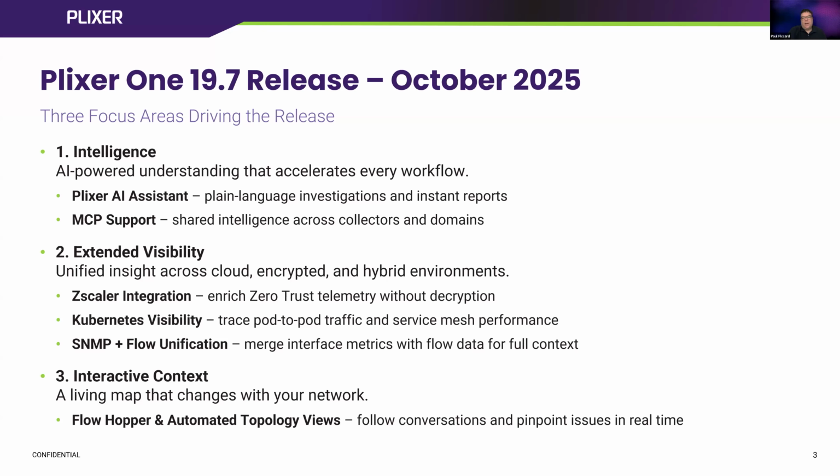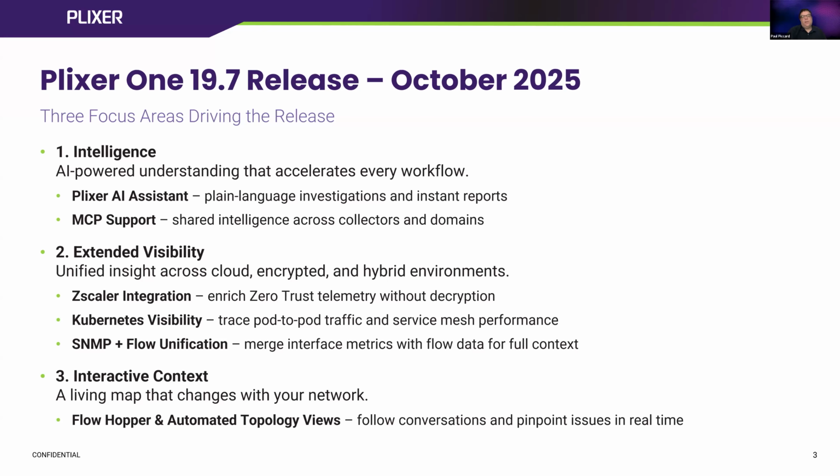Next up, we have extended visibility. That's where we're changing and expanding visibility. It doesn't stop at whether it's an edge, a tunnel, or containers. Those shouldn't be in separate tools for visibility and forensics. So Zscaler and Kubernetes are some new additions to our visibility platform, combined with some interesting SNMP functionality that we're adding with our flow capabilities and public cloud capabilities as well.